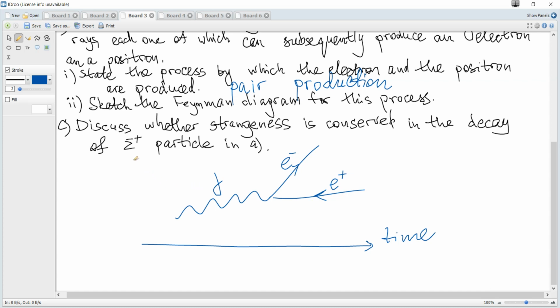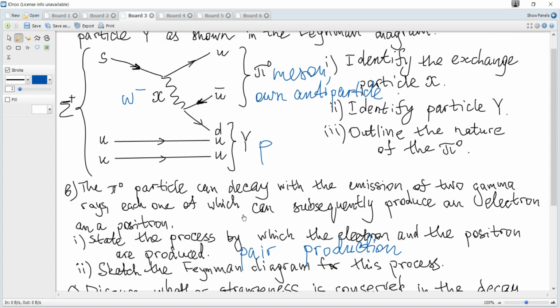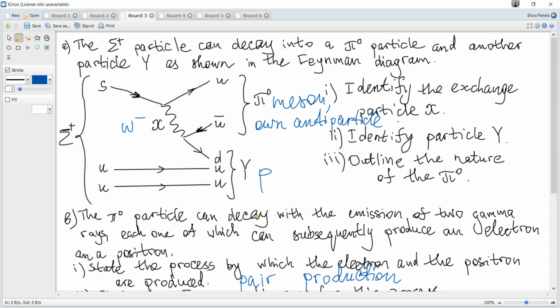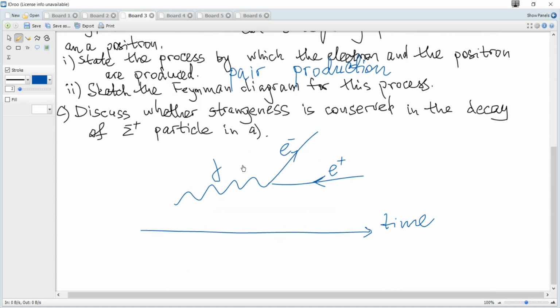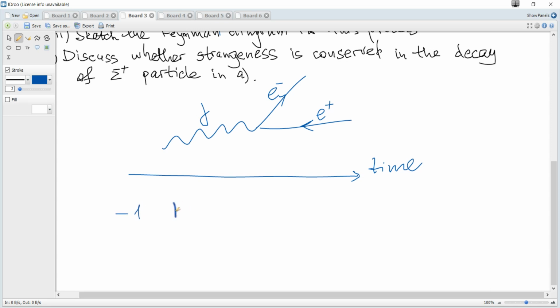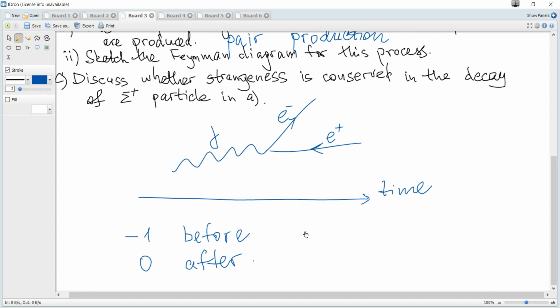And the next question: discuss whether strangeness is conserved in the decay of sigma plus particle in A. It is not conserved. Strangeness is not conserved because strangeness before is equal to negative 1 and is 0 after. Each strange quark gives a strangeness value of negative 1. And there are no strange quarks or anti-quarks after, hence strangeness after is 0. And that's all for this question.